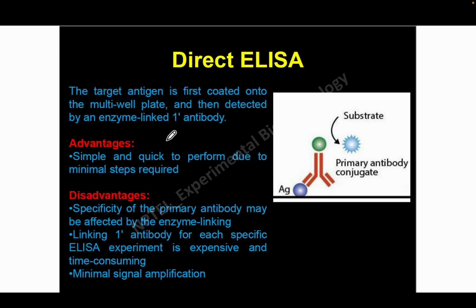Now direct ELISA. The target antigen is first coated onto the multi-well plate, then you incubate with primary antibody and add some specific substrate so that it lights up. This is very simple and quick to perform. Disadvantage: specificity of the primary antibody may be affected by the enzyme linking. Linking the primary antibody for each specific ELISA experiment is expensive, and there is minimal signal amplification.